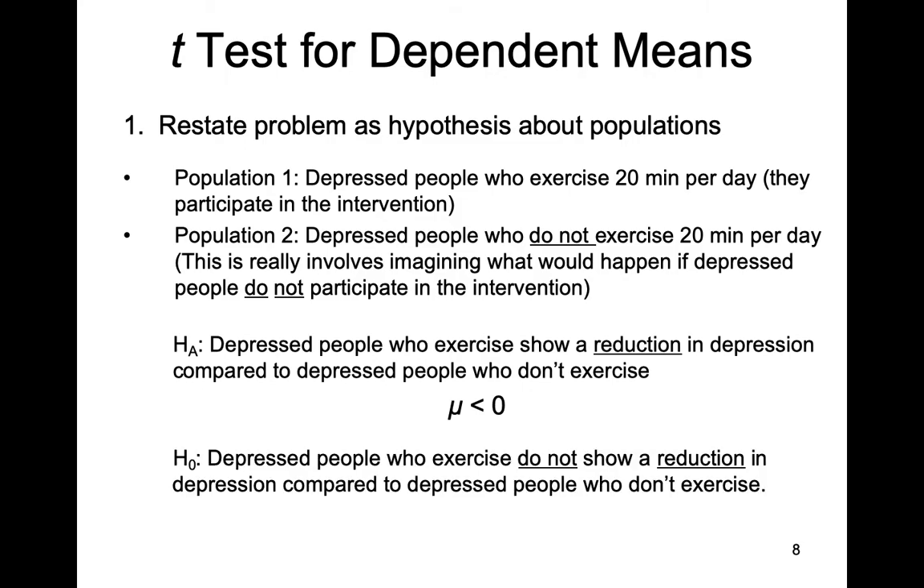The null hypothesis would be that depressed people who exercise do not show a reduction in depression compared to people who don't exercise. So there we're saying that the average change should be greater than or equal to 0. No change, no reduction in depression, would be a change of 0, or then even worse, there could be an increase in depression. So if those scores go up, we'd have positive change scores. So on average, we get numbers that are greater than 0. That would be if the exercise backfired and it led people to become even more depressed.